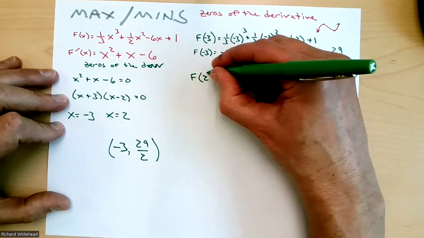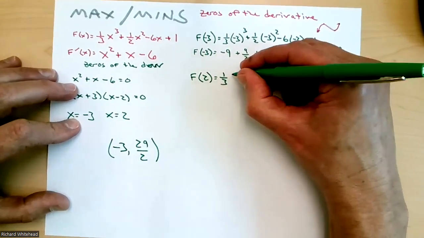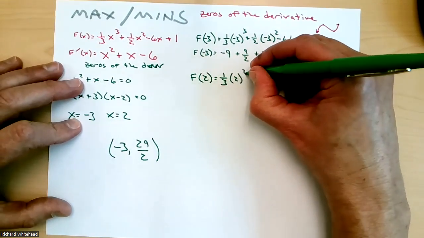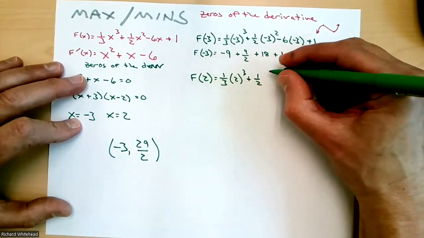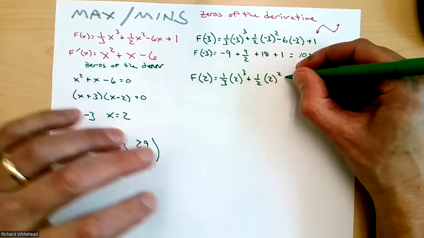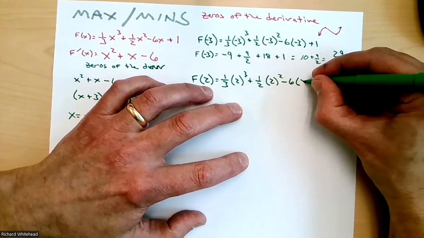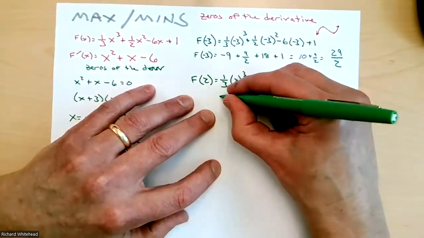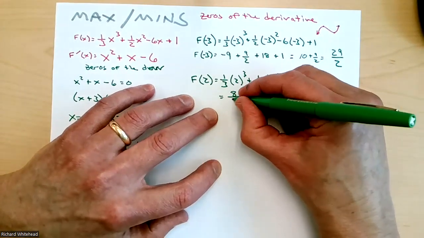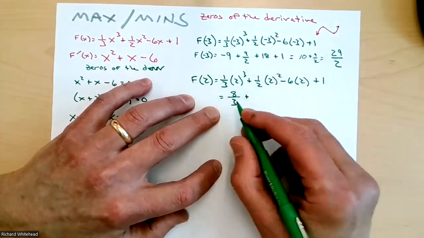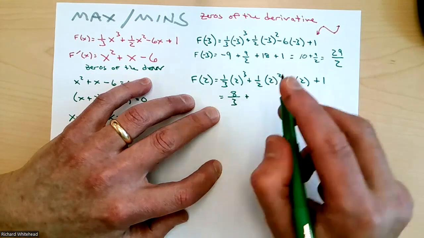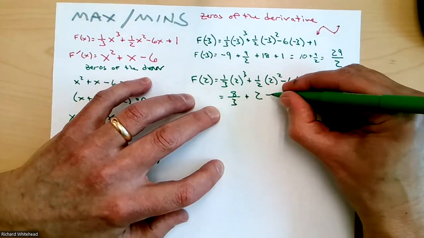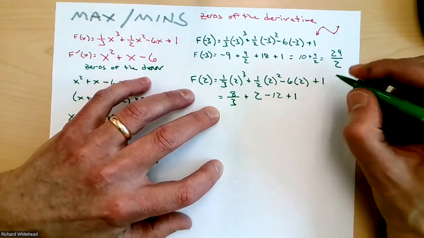Now we're going to plug in 2. So I'm going to have 2 cubed over 3 plus 1/2 times 2 squared minus 6 times 2 plus 1. So let's see what happens. Let me see, 2 cubed, that's going to be 8 over 3. So I'm unhappy. It's going to be a fraction. So that's going to be 4 divided by 2 is 2, minus 12 plus 1.